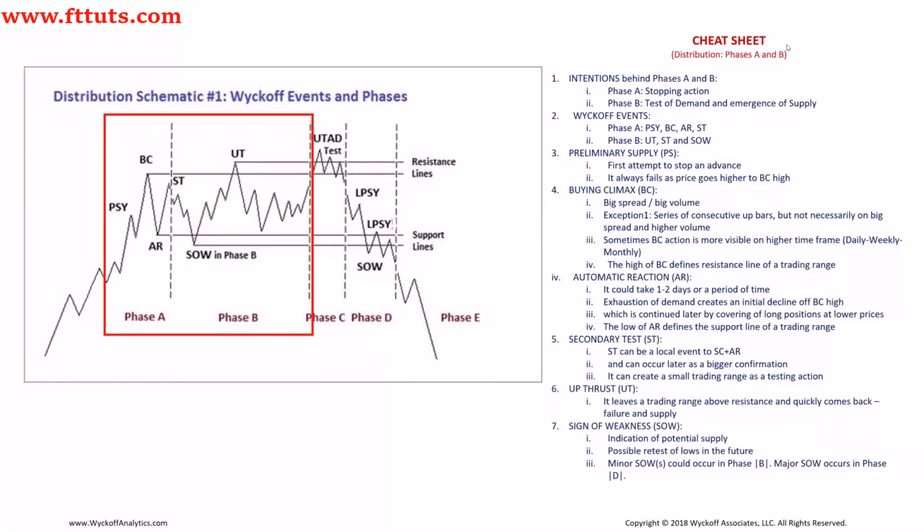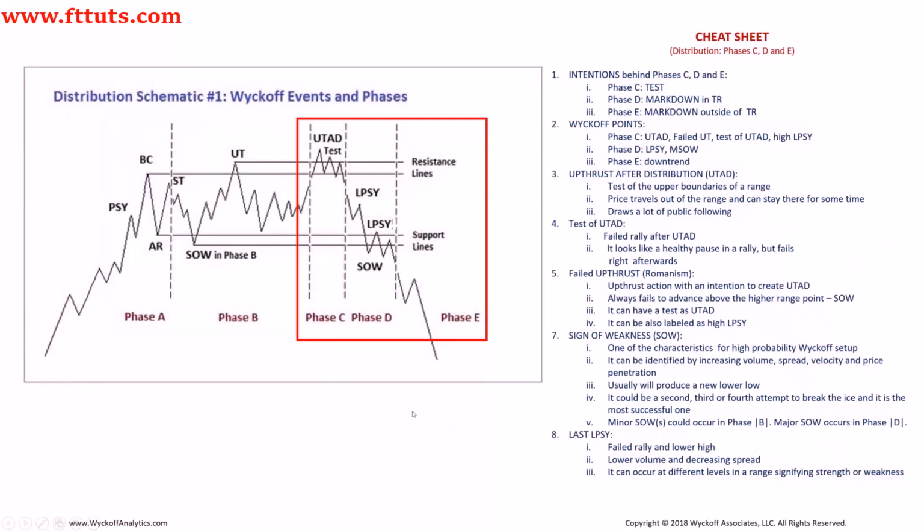So, the cheat sheet on the distribution, phases A and B. This is again something that you need to print out and keep in front of you, keep it in your library, go through all of these points. This is just another way for me to give you this information, and I believe, as a teacher, that if I give you the same information in different ways, one of the ways is going to resonate more. So this is just another way of thinking about this concept. Just go through this by yourself.